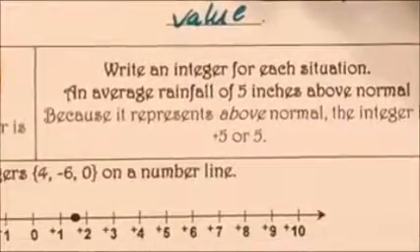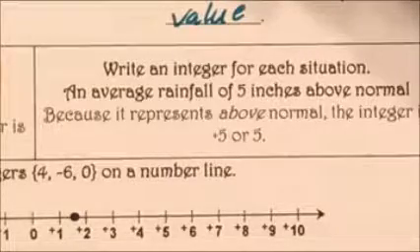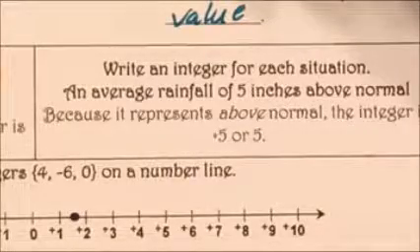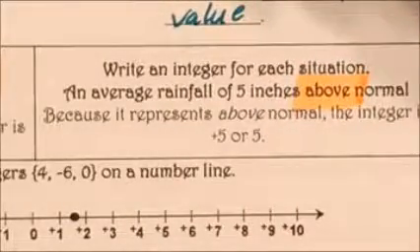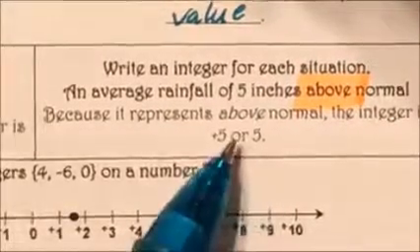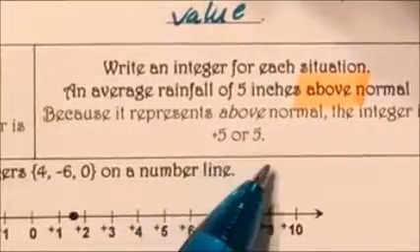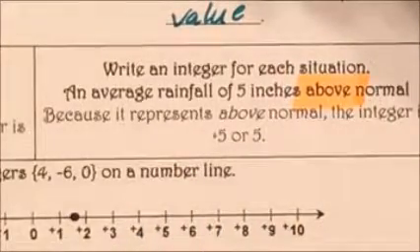Write an integer for each situation. An average rainfall of 5 inches above normal. So above is the key word there. Above normal. Because it represents above normal, the integer is +5 or just 5. Okay? Both the same type of thing.